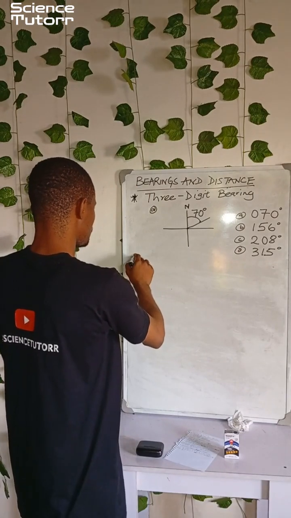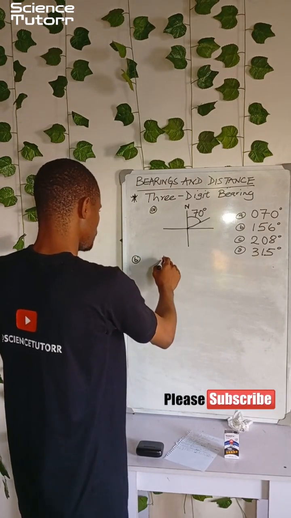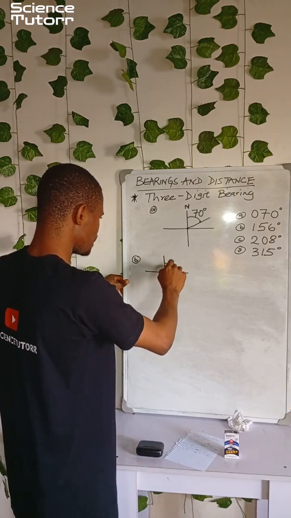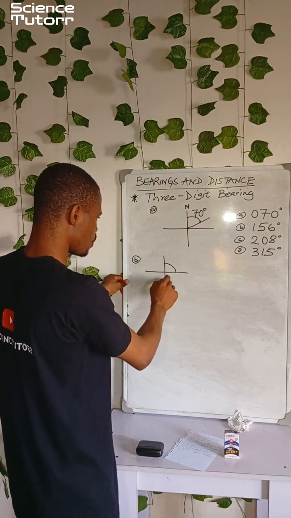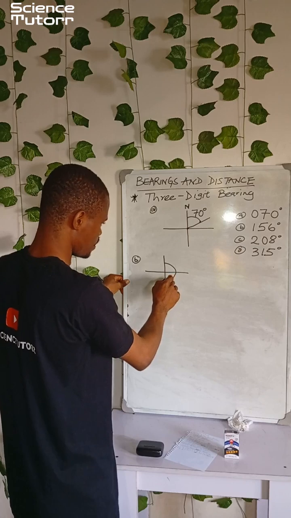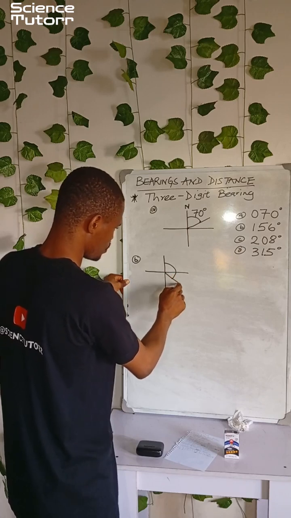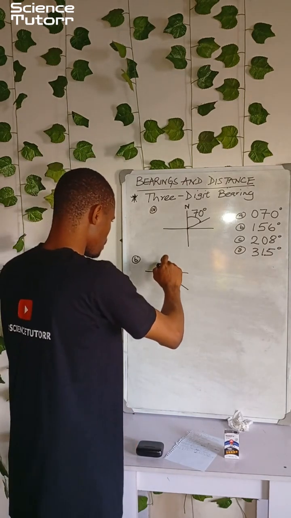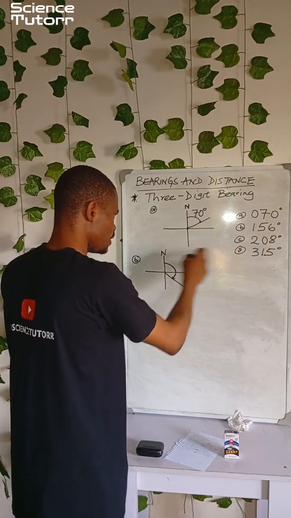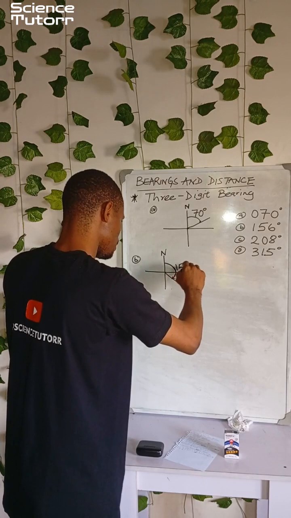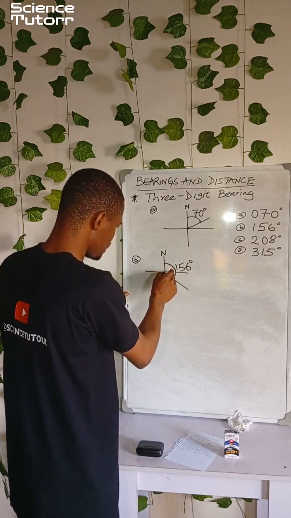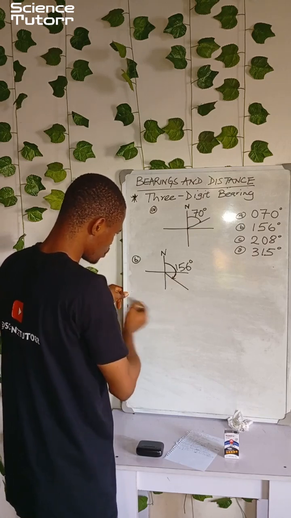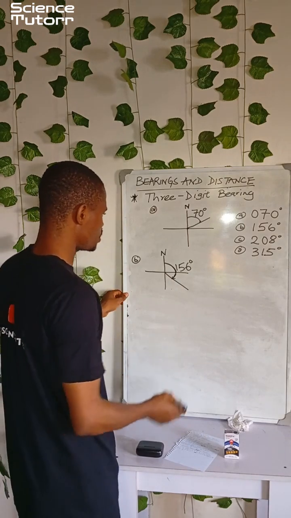Now the second case, we have 156, still considering our cardinal point from the north. So let's do it. This is 90, this is 180. So 156 should be around here. So this is our angle. From here to here is 156 degrees. So 156 is around here. This is 156, 3-digit bearing.